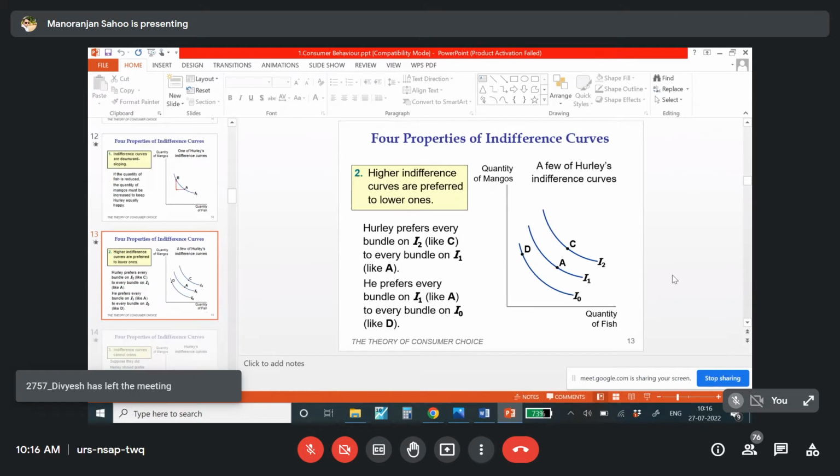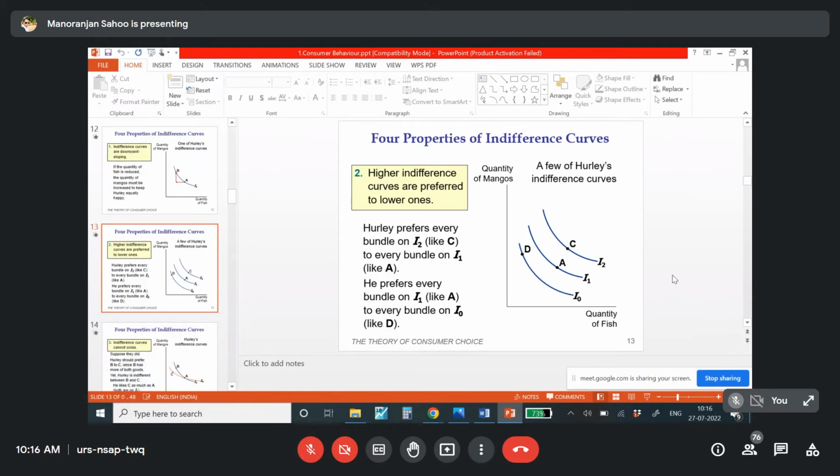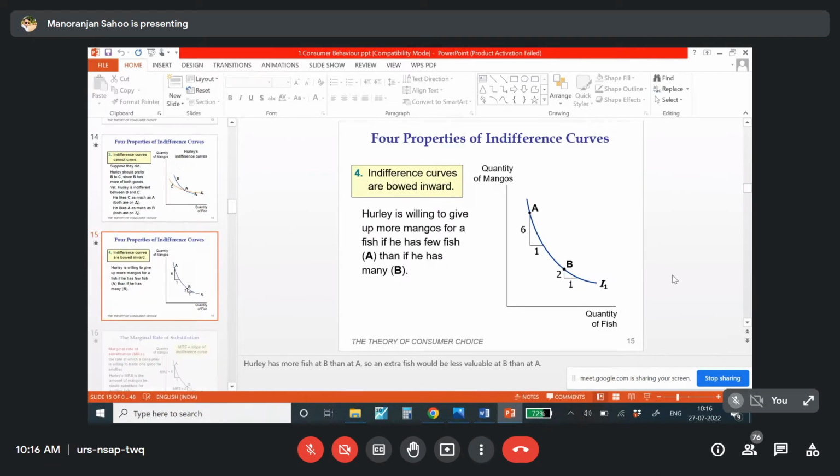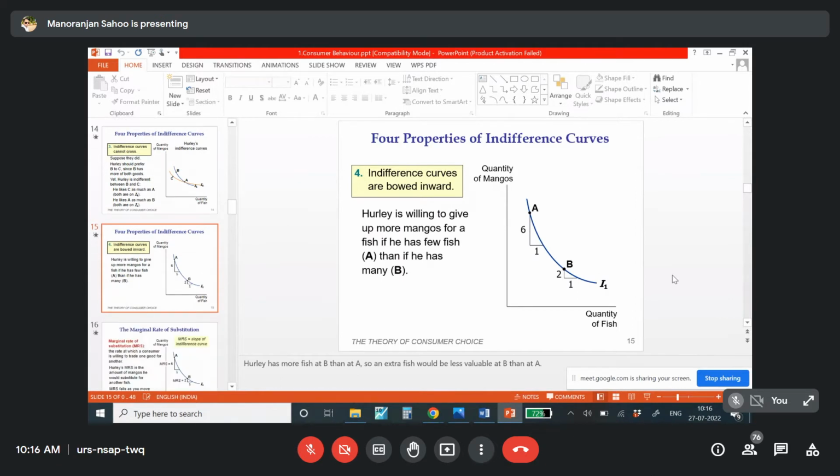Then the second property we discussed is that the higher the indifference curve, the higher the level of satisfaction, and vice versa. The third property is that two indifference curves cannot intersect each other. And the fourth property, which we already discussed, is that indifference curves are convex to the origin, or bowed inward.